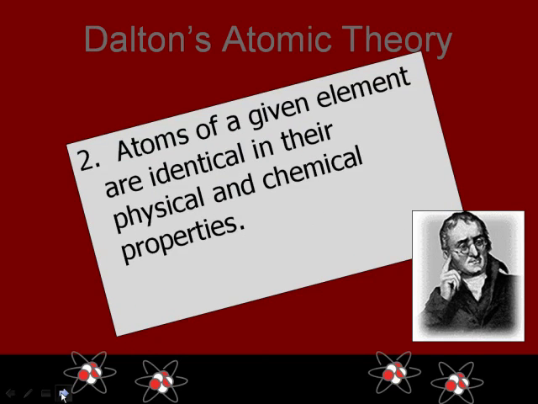Number 2, he says atoms of a given element are identical in their physical and chemical properties. So what this means is that, for example, all atoms of carbon are exactly alike. Probably most of you have heard of carbon-12 and carbon-13. They're named differently because there's something different about them. What's different is their mass. They have a different number of a particle called a neutron. So these atoms are isotopes of each other. So once the discovery of isotopes came along, we disproved this part of Dalton's atomic theory.